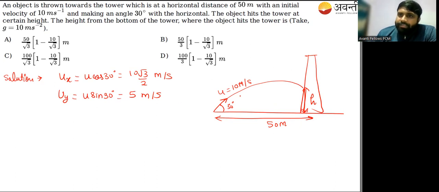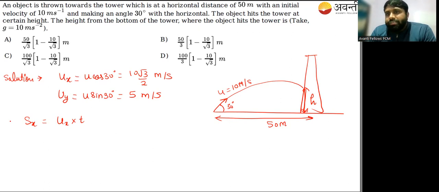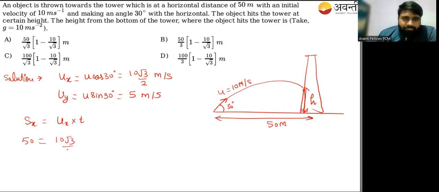Now, in the horizontal direction, there is no acceleration, so we can directly apply the equation Sx equals Ux into t. By applying this equation, we will calculate the time to reach height h, which is the same as the time to cover 50 meter in the horizontal direction, and we will use that in calculating the height. Now Sx is 50 meter, Ux is 10 root 3 by 2, multiplied by time. So t is 10 by root 3 second.